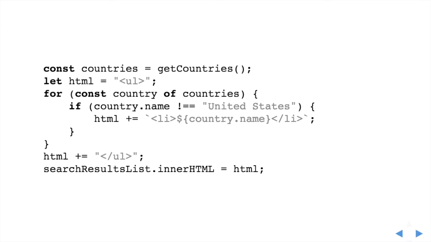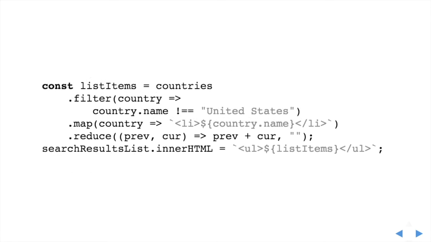Now contrast this imperative way of working with the sequence with this more declarative way that accomplishes the same task. That's what we're looking at right here. Let's break down each line. In the first line here, we're taking the countries and filtering: I'm only interested in countries whose name is not the United States.